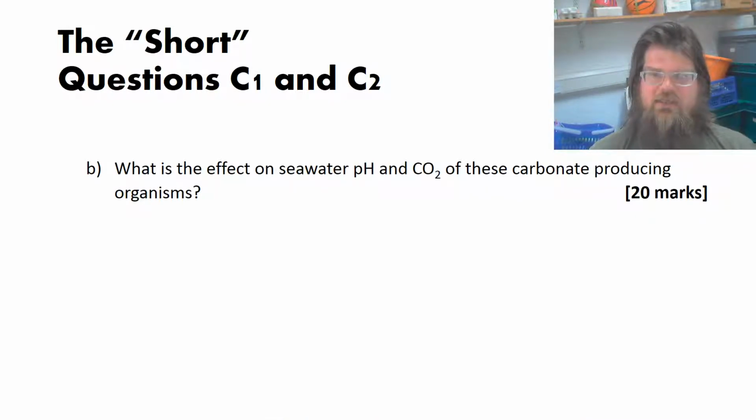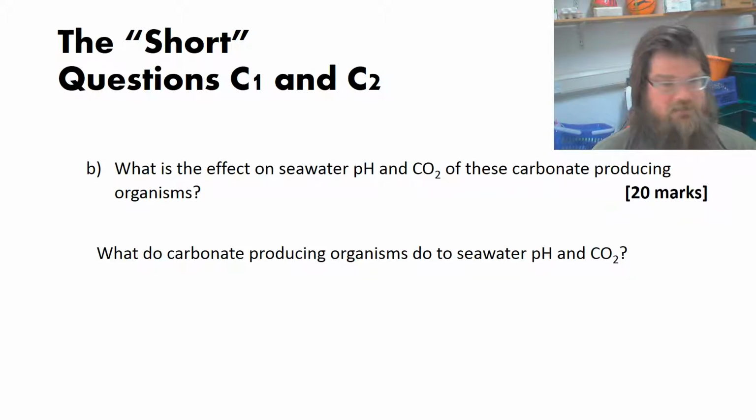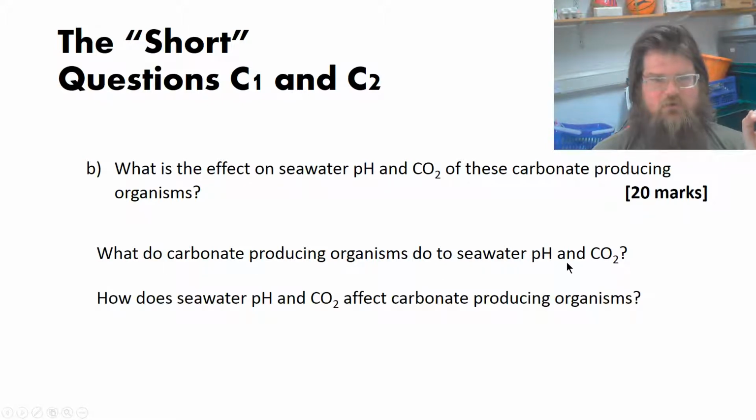So another thing that people got a little bit around the wrong way is the question is basically asking, what do carbonate producing organisms do to seawater pH and CO2? So it's basically, what is the effect of these things here on this? Now, quite a lot of you answered this question, which is, how does seawater pH affect carbonate producing organisms? Which is another interesting question, but it's not the same. It's basically looking at it the other way around.